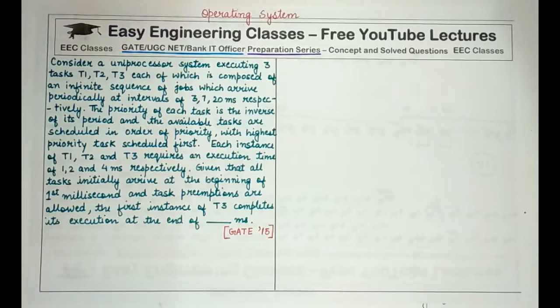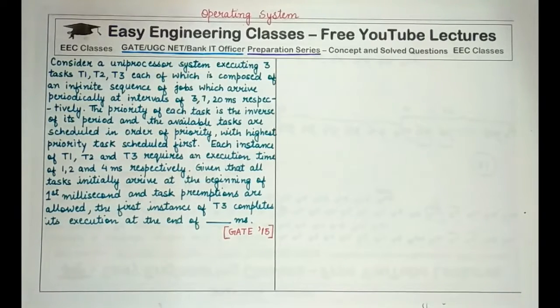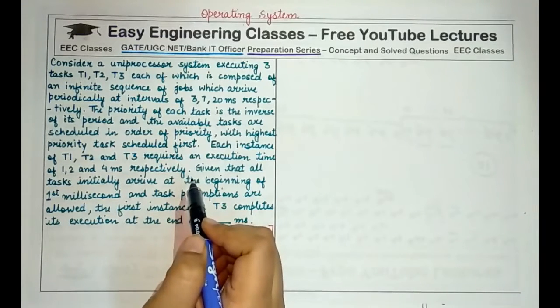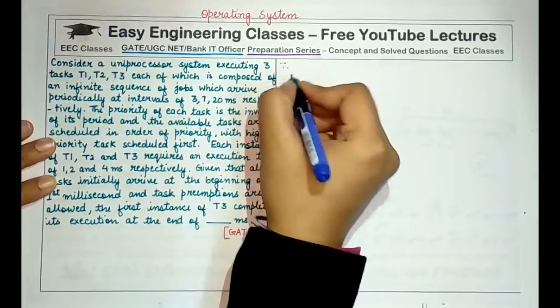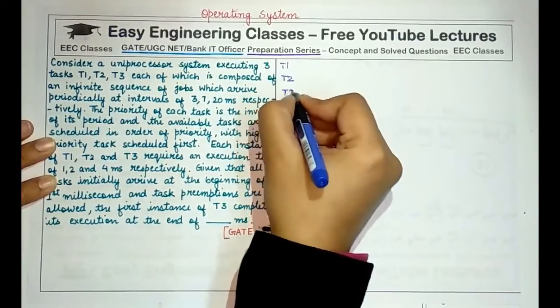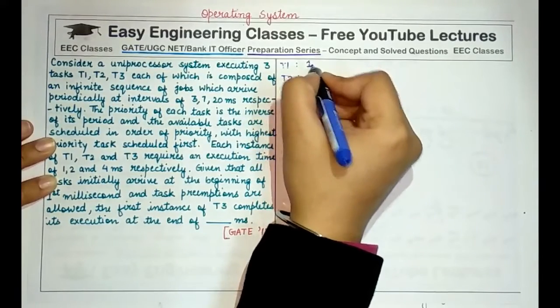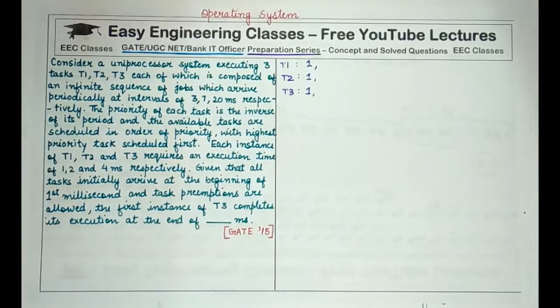So it's a numerical type of question in which you have to perform all those operations that you have been given in the question and then fill in the blank. Important things to note in this question are that there are three tasks which will keep on arriving at particular intervals. So they are not always available. That means if I write down T1, T2 and T3, the first instance of all these three is available at 1 millisecond. But after 1 millisecond they arrive at different intervals.